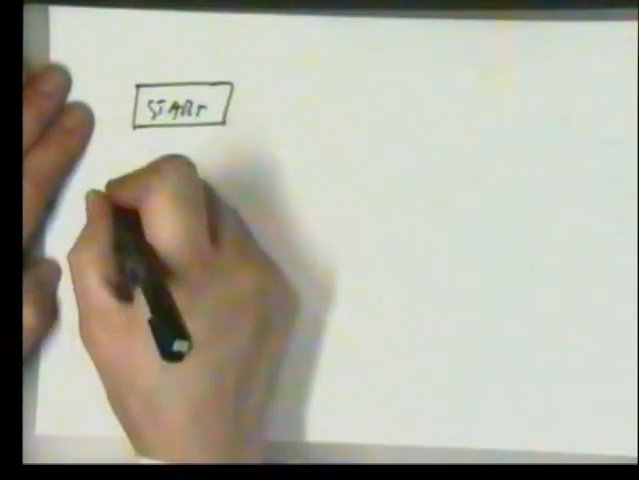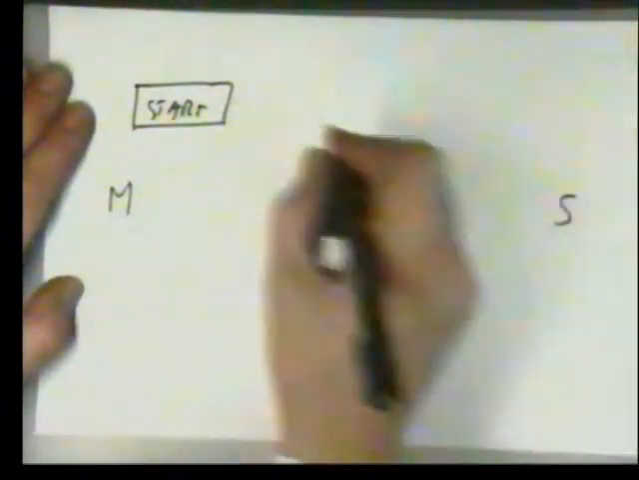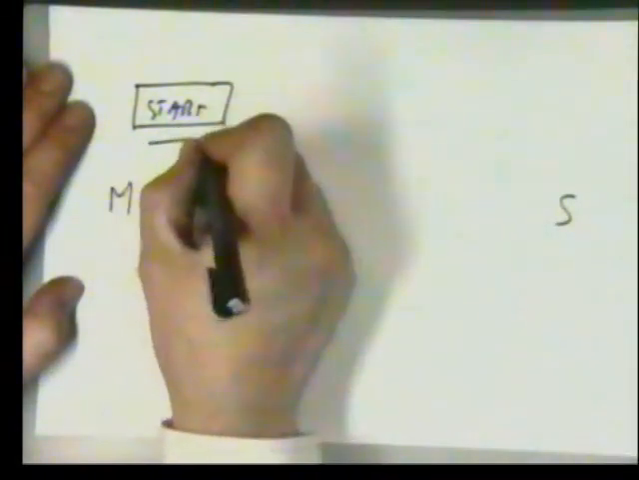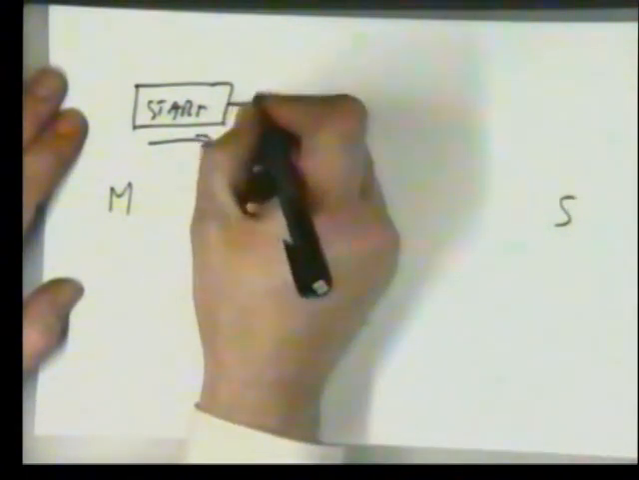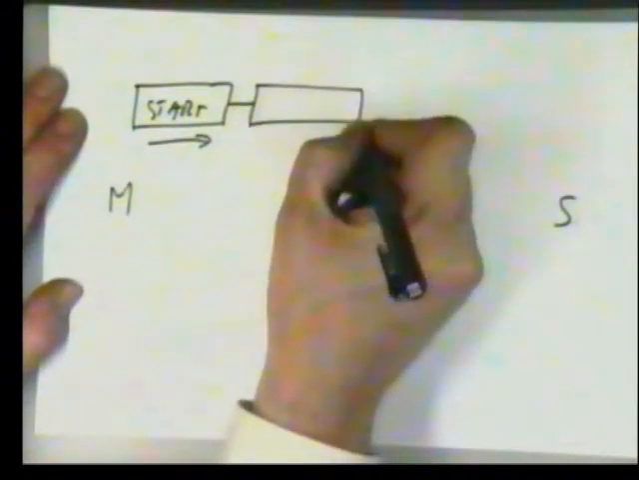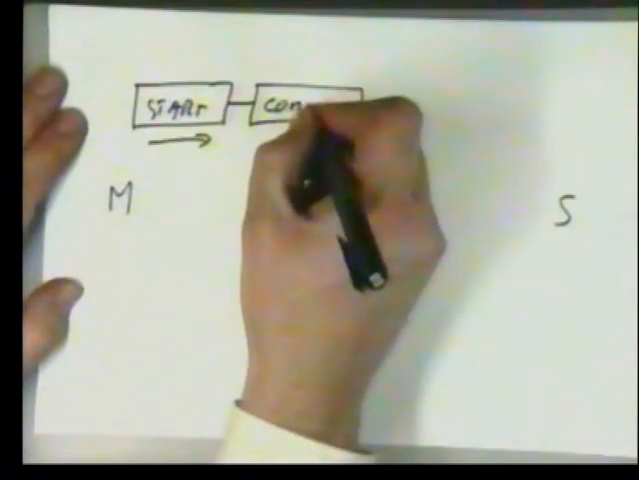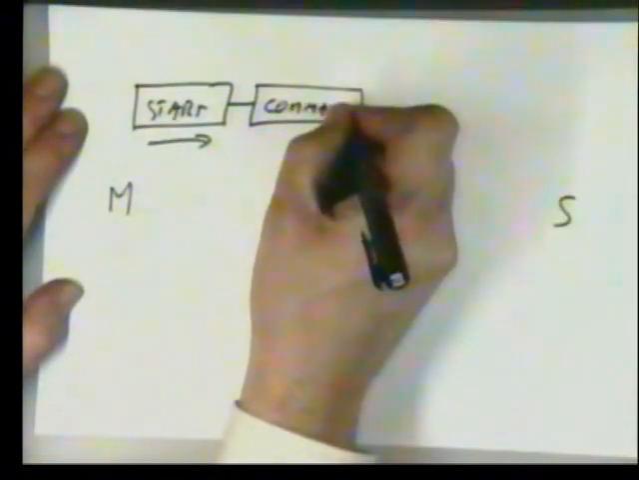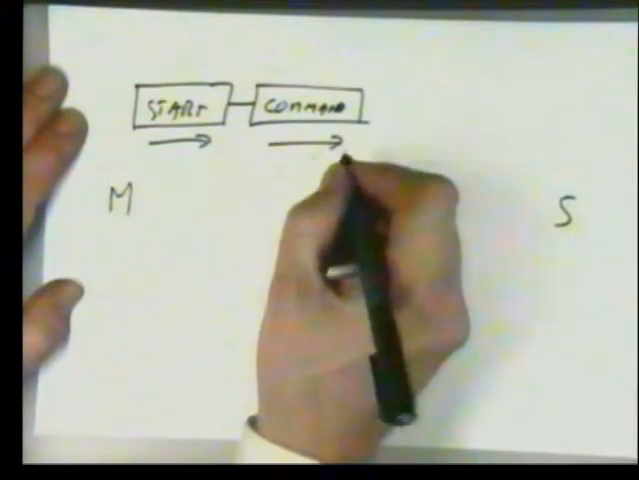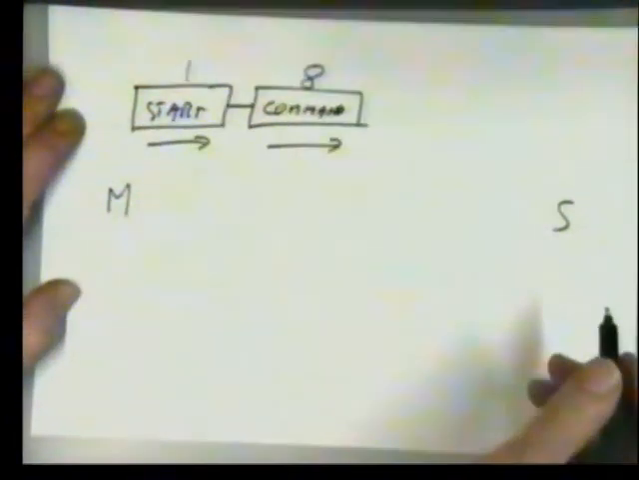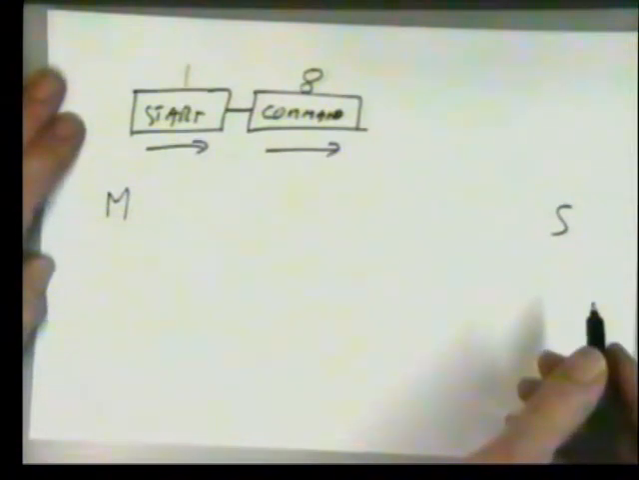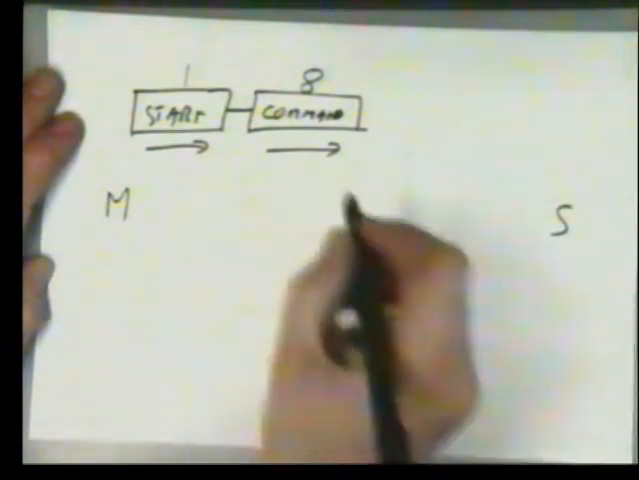Start. There's our master. There's our slave. The start bit is transmitted by the master to the slave. It then follows it up with its first command. And that master to slave is always 8 bits long. The start bit's only 1 bit long. Remember, it's a funny bit, but it is still 1 bit long.